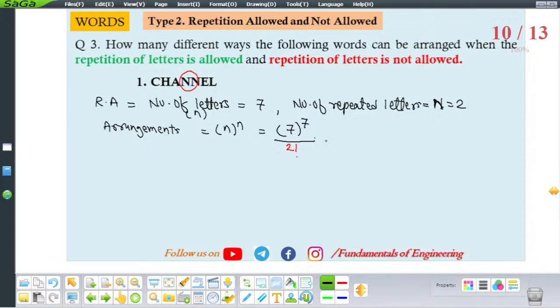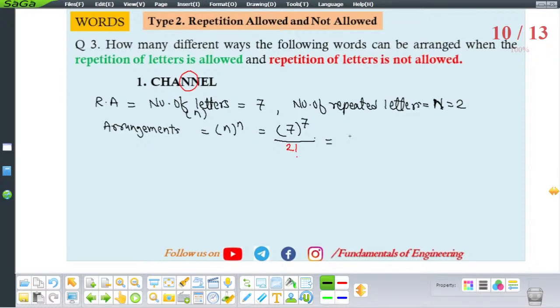So 7 raised to 7. What is the value of 7 raised to 7? In GATE, virtual calculators are allowed, so you can use the virtual calculator to get 7 power 7. I could write 7 into 7, 7 times, but don't do this. Just put 7 raised to 7 into the virtual calculator and you will get the answer. I calculated it: 823543.